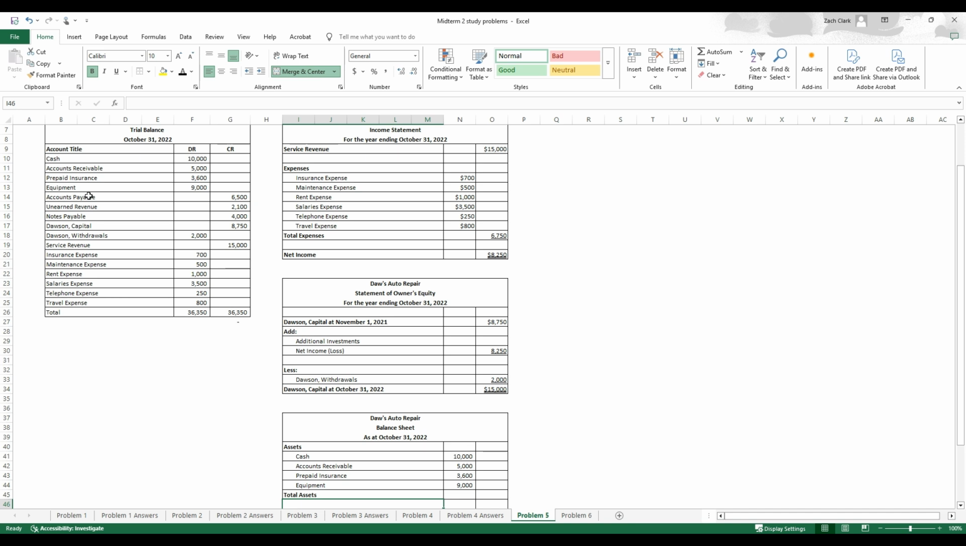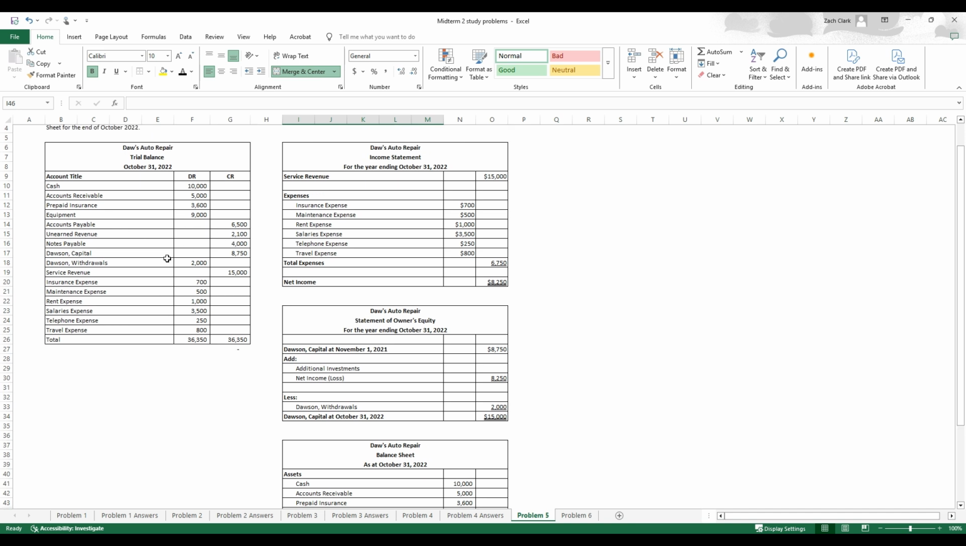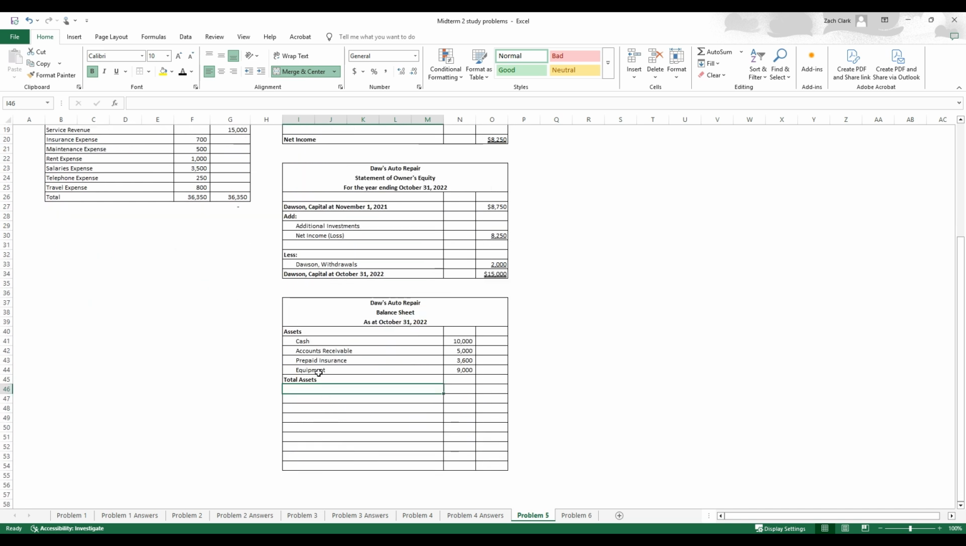Remember that if we had accumulated depreciation, which we don't in this example, that would go with the assets, but it would be a reduction to the equipment balance. That's that net book value that we were looking at. Then we are going to sum all the assets together. So we have 27,600. And we'll say liabilities.